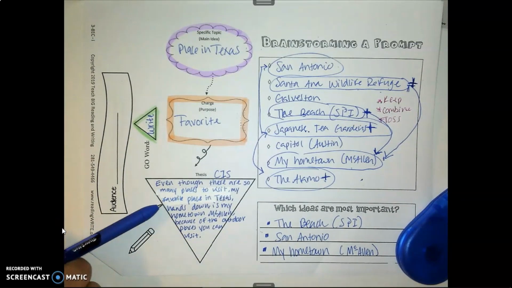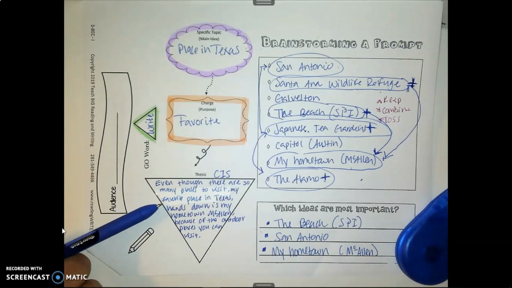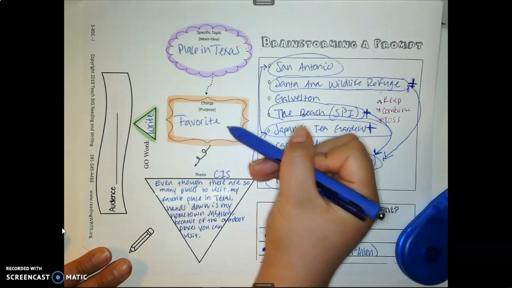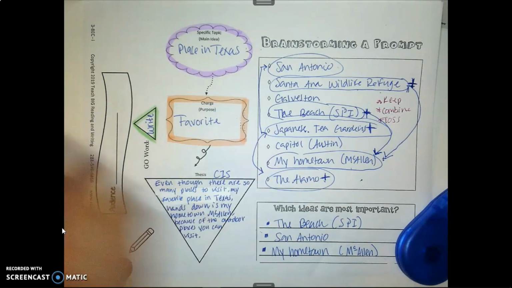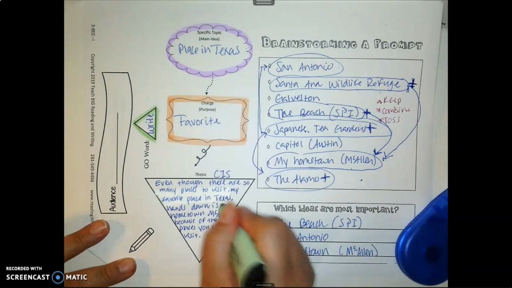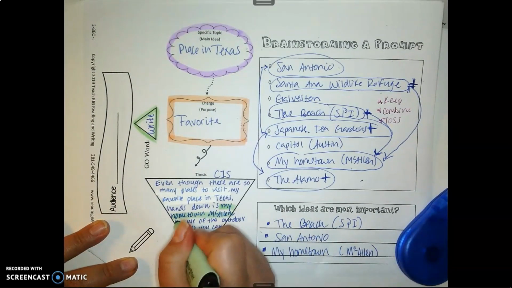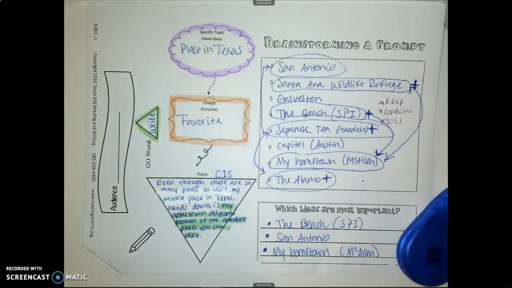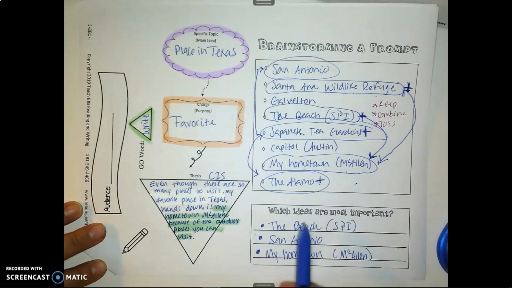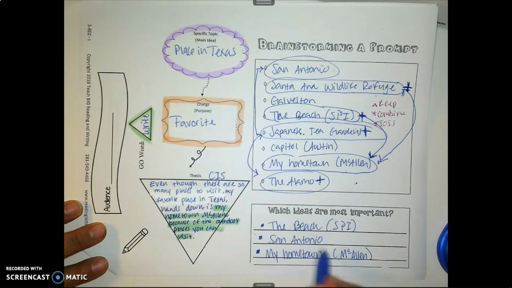So just by looking at this statement, can you tell what the writing is going to be about? If we're talking about our favorite place in Texas, what was my favorite place in Texas? And did I say why? What were my reasons? My favorite place is, and I'm going to highlight it, my hometown, McAllen, because of the outdoor places you can visit.